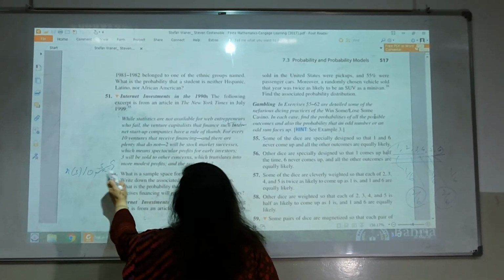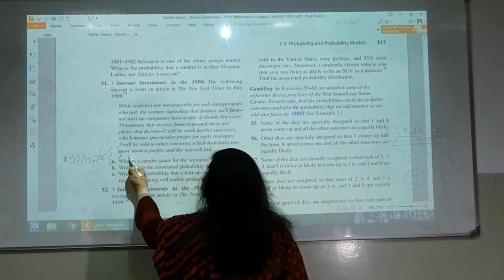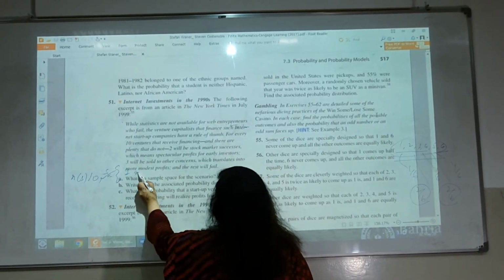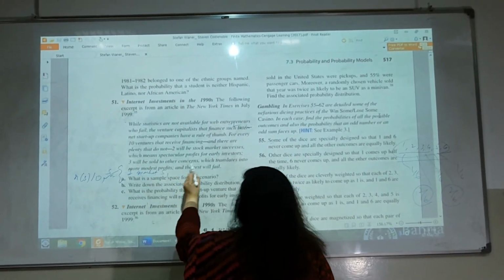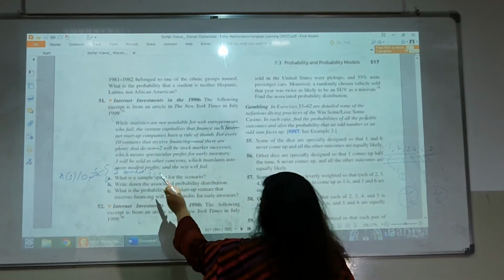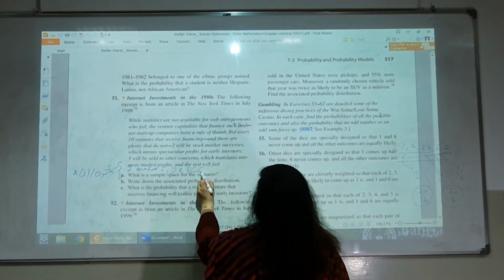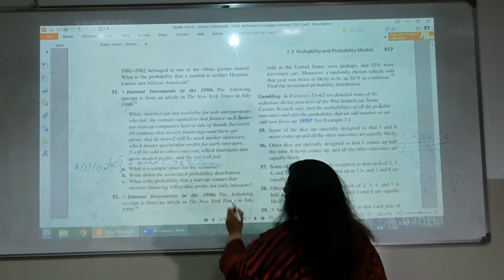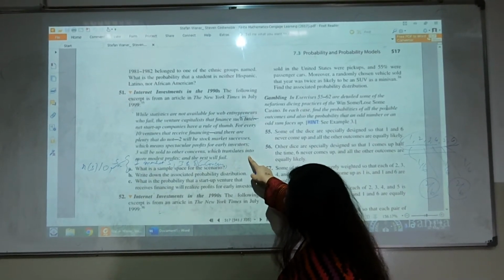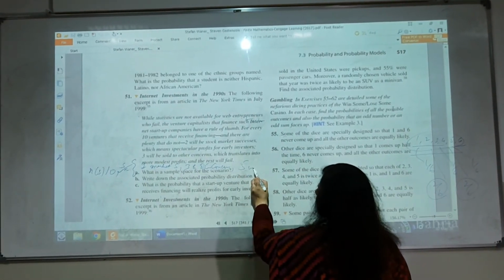But S would be, now out of that there are plenty that 2 will be stock market successes, okay, which means spectacular profits, two market successes. Then 3 will be sold to other concerns, 3 to other concerns. There's this number 5, which translates into more modest profits, and the rest will fail. The rest is actually 5 will fail.